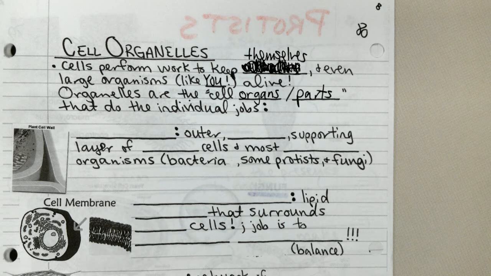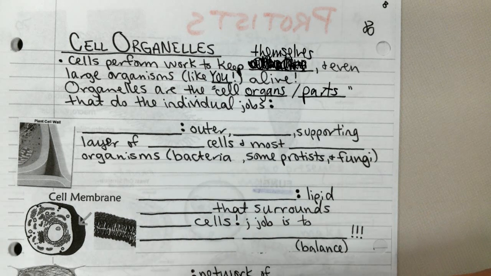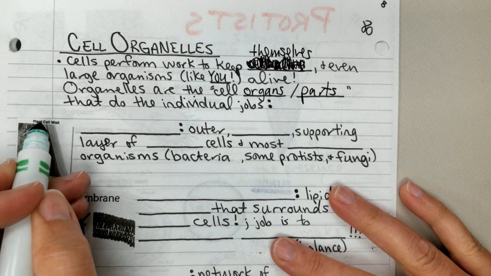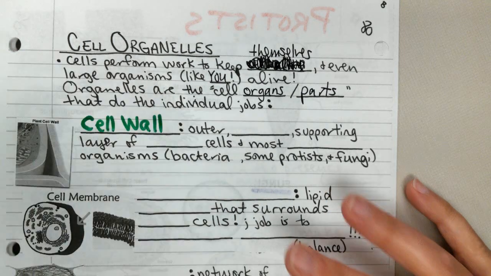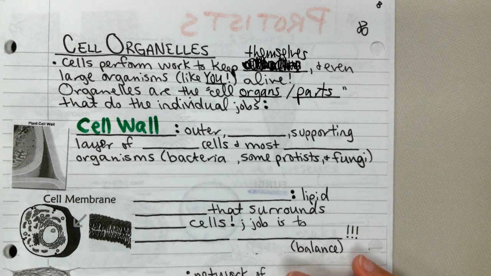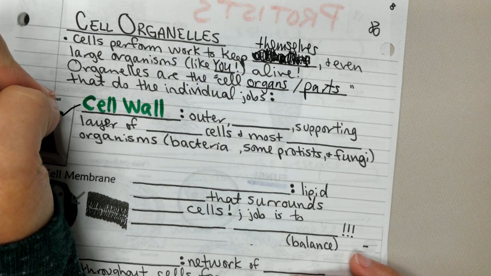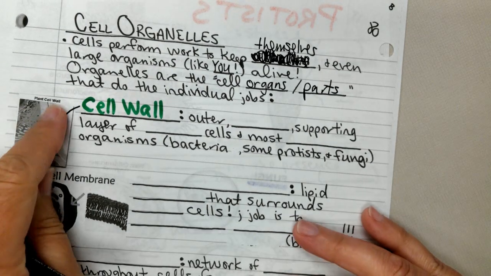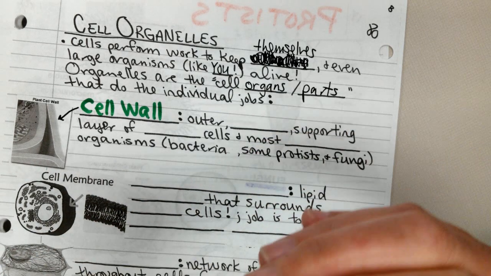So in a plant cell, and fungi, and bacteria, and some protists, depends on what they are as to why they have it, but cell wall. Okay, so a cell wall is this part right here. It's very rigid. It creates a rigid structure.